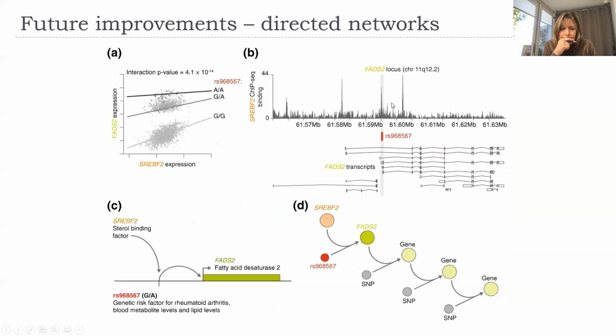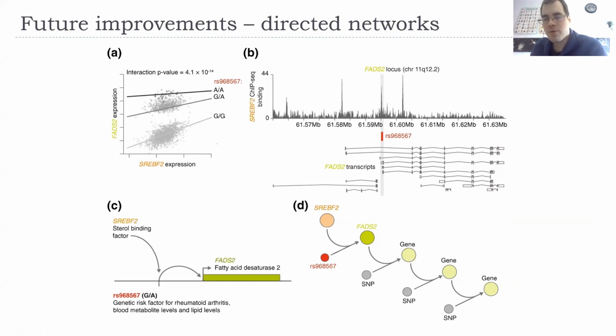Yeah. So actually we have this genetic variant here on the left bottom. That's just a cis EQTL of FADS2. And SREBF2 is a trans-acting factor. So that is coming from somewhere else, but it's just modulating the cis EQTL effect.